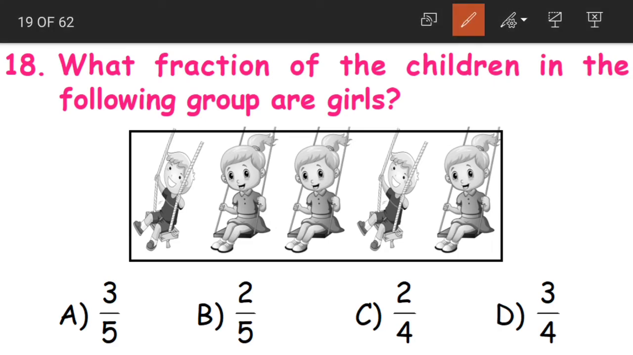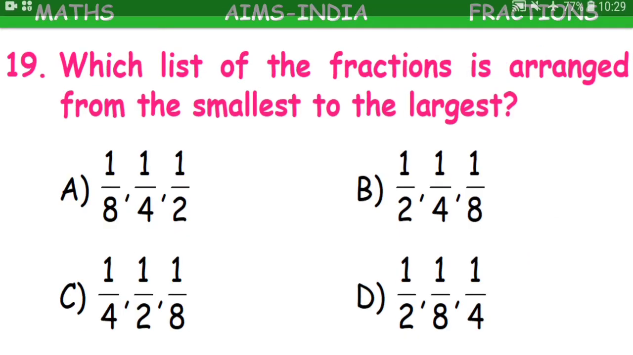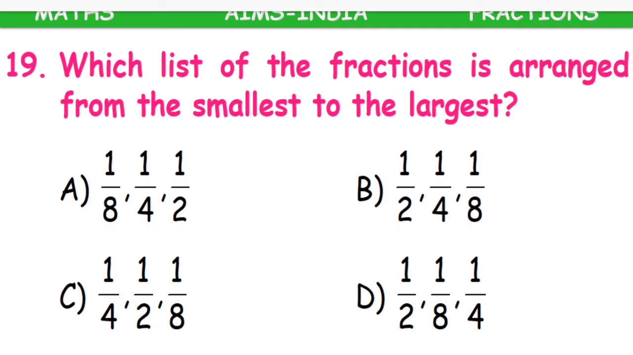Now first let us count the total number of girls. 1, 2 and 3, divided by, what is the total number of children we have? 1, 2, 3, 4, 5. So 3 by 5 becomes our fraction, that is option A. Yes? Next, which list of the fractions here is arranged from the smallest to the largest?